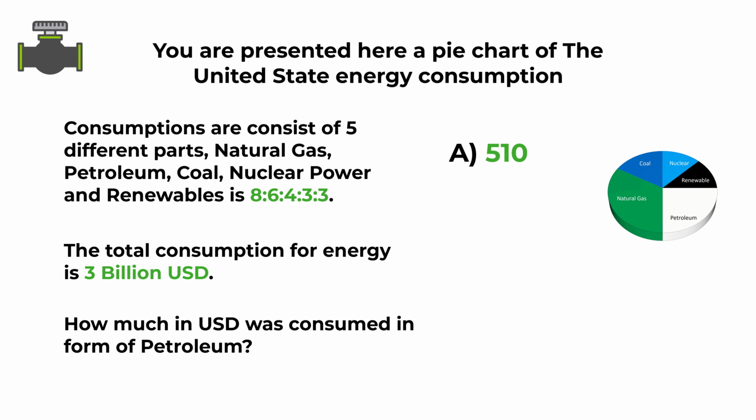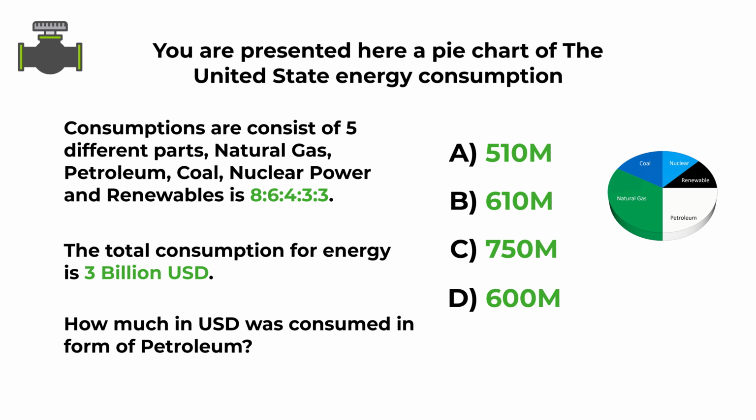Choice A, $510 million. Choice B, $610 million. Choice C, $750 million. And choice D, $600 million. Can you calculate the answer?